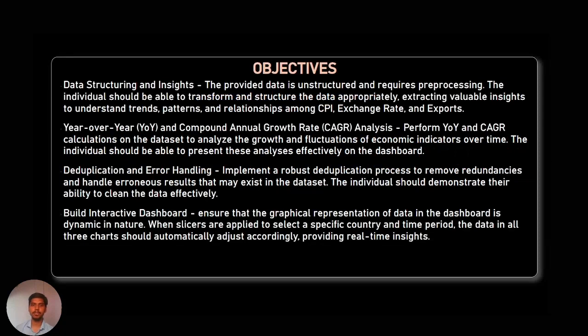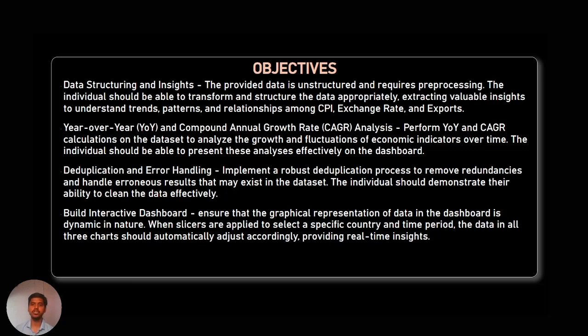Coming to the objective of this project, the provided data is unstructured and requires pre-processing. The individual should be able to transform and structure the data appropriately, extracting valuable insights to understand trends, patterns, and relationships among CPI, exchange rate, and export merchandise. Further, we need to perform year-on-year and compound annual growth rate calculations on the dataset to analyze the growth and fluctuations of economic indicators over time. The individual should be able to present this analysis effectively on the dashboard.